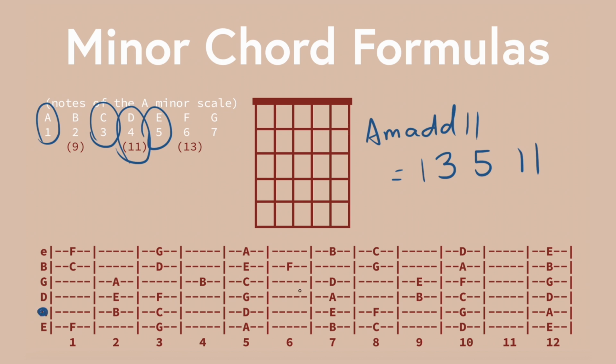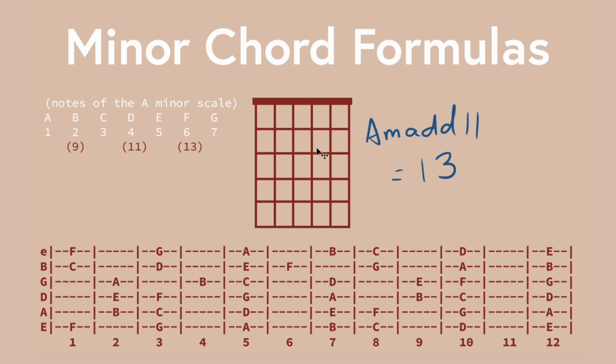So let's get A there again, C there, D there, and then E there. That might not be the easiest chord to play, and it would look kind of like that. And that's A minor add 11. A minor with an added 11th. Okay? So, what's the next one?